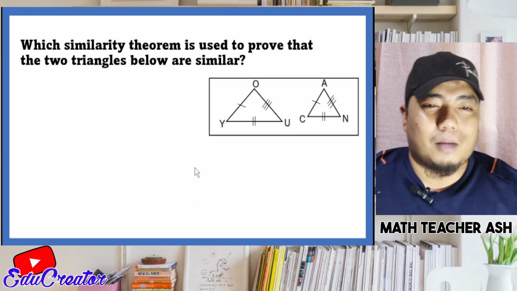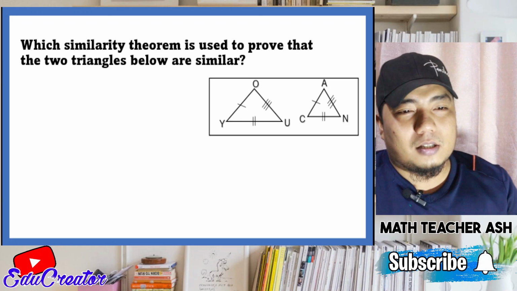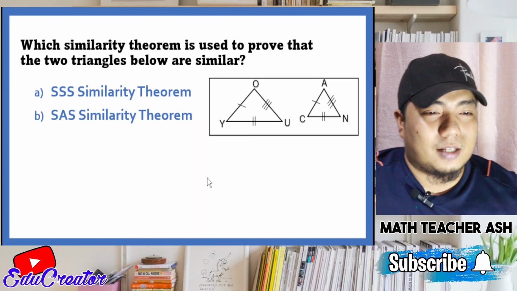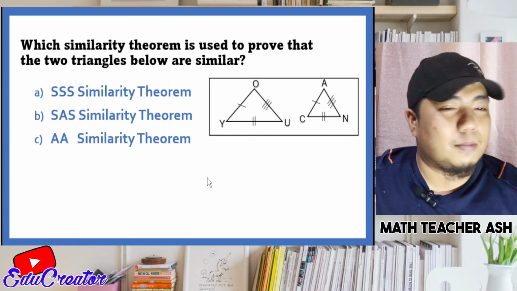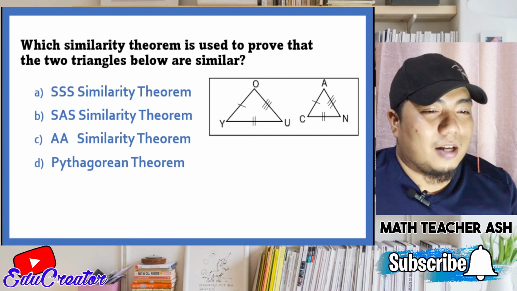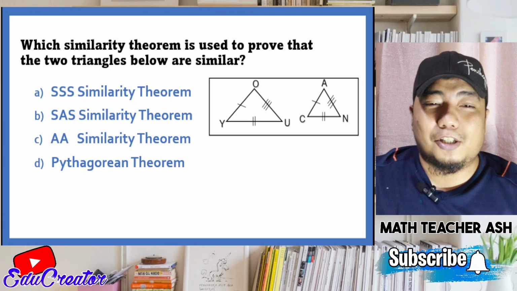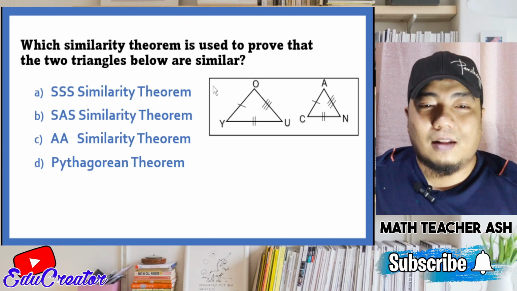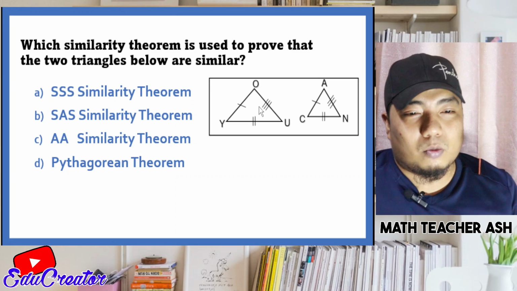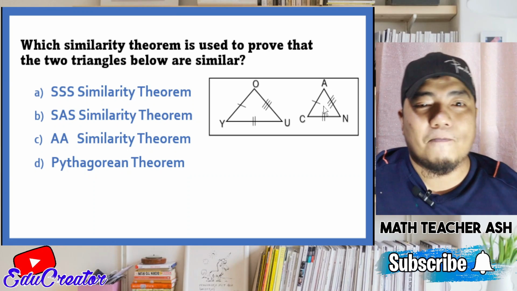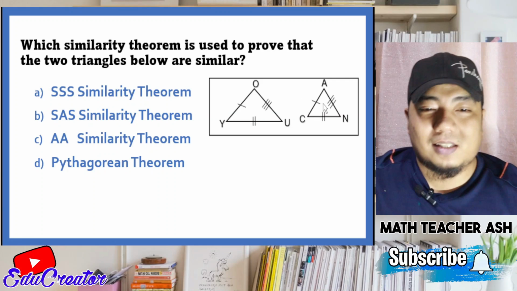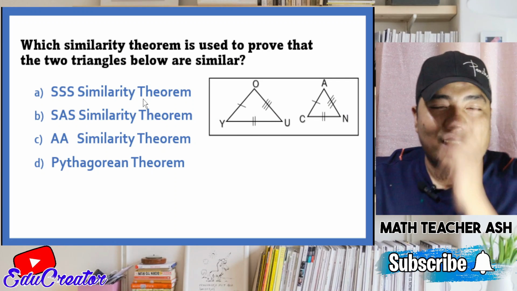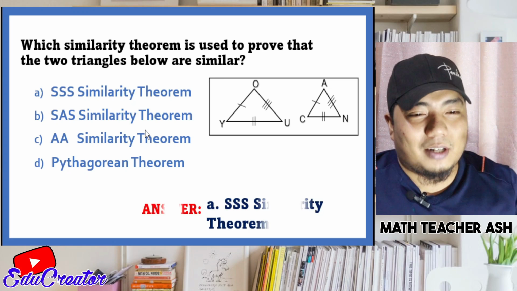Which similarity theorem is used to prove that two triangles below are similar? So is it A, SSS similarity theorem, B, SAS similarity theorem, C, AA similarity theorem, or letter D, Pythagorean theorem? My dear math learners, this question is very, very easy because in the given figure, the tick marks are given. So we have one side, two sides, three sides, corresponding to three sides of another triangle. Therefore, there are three sides. So that is SSS similarity theorem, letter A.